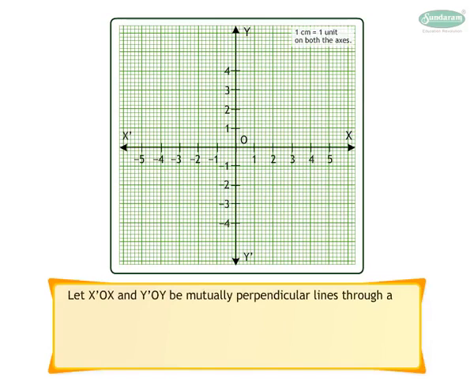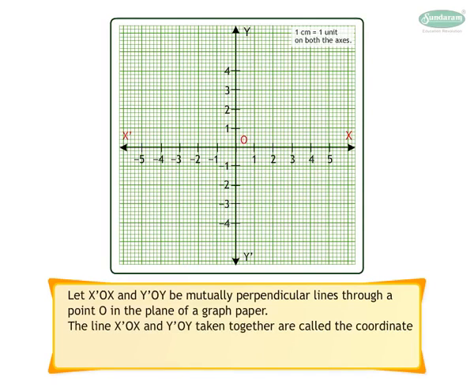Let X'OX and Y'OY be mutually perpendicular lines through a point O in the plane of a graph paper. The lines X'OX and Y'OY taken together are called the coordinate axes. The point O is called the origin.